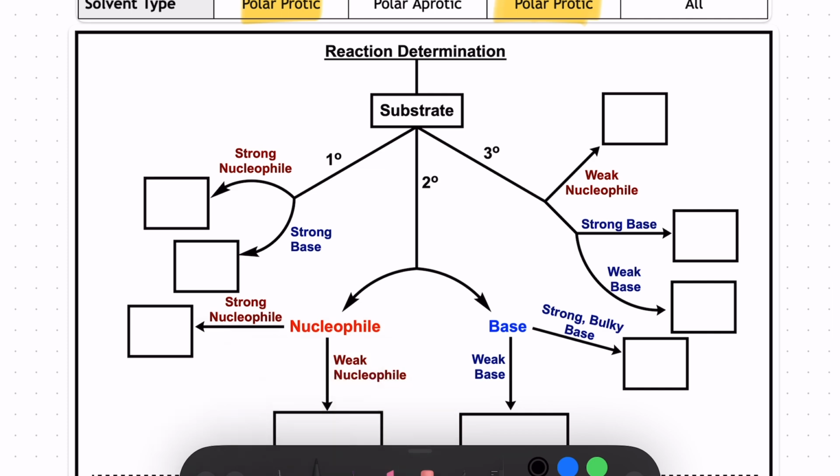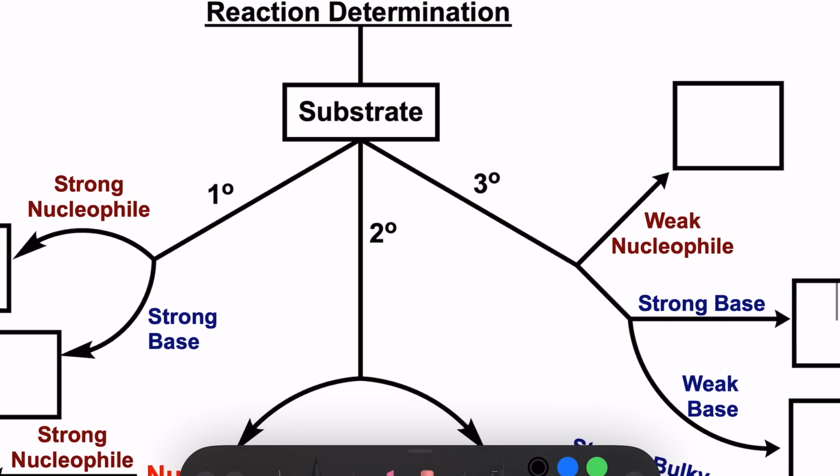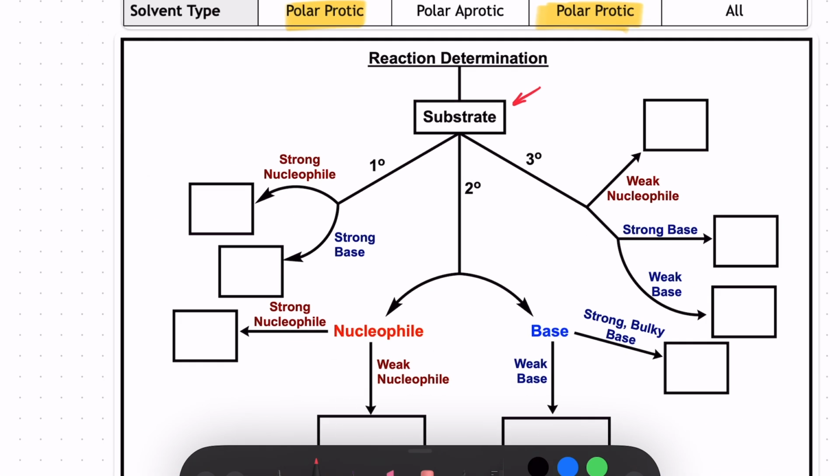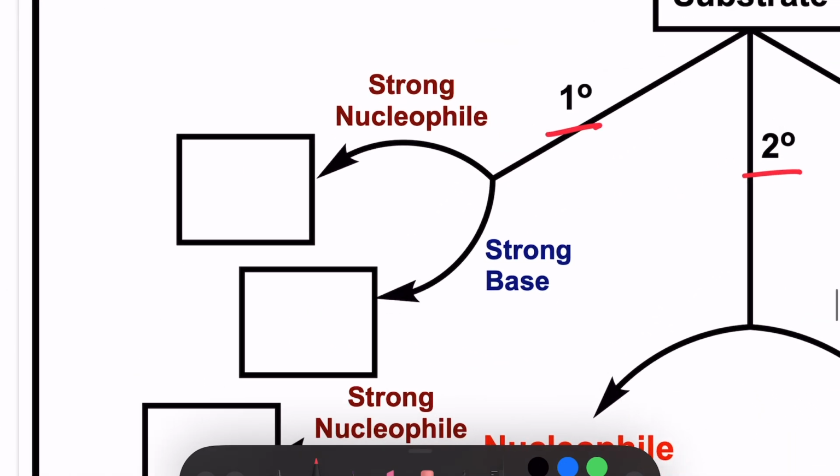So the first thing that I'm going to do is look at my substrate. That is the number one thing I want to look at. What kind of substrate am I working with? And I have three options: primary, secondary, tertiary. There are methyl and also allylic, benzylic, alkoxy, alkyl, so there's a variety. But it's going to be some sort of primary, secondary, or tertiary. So let's start with primary.